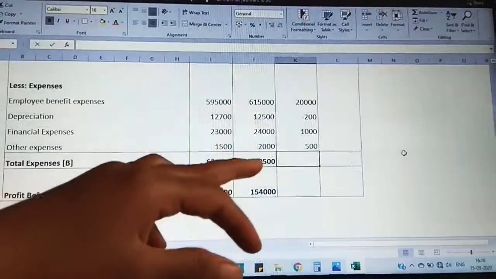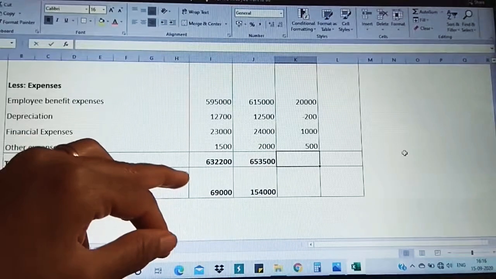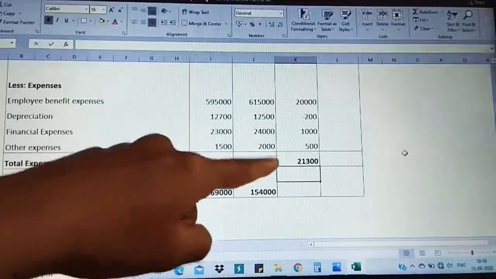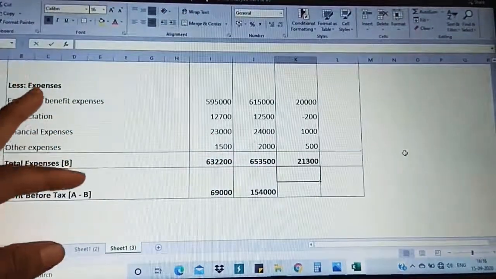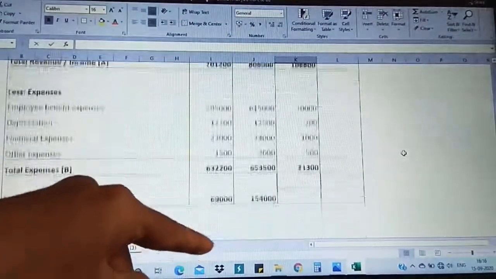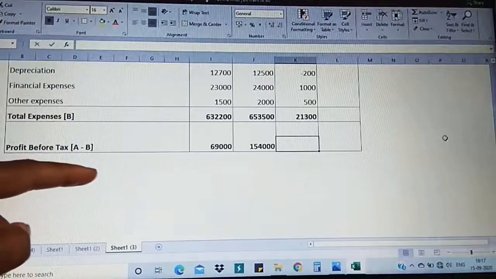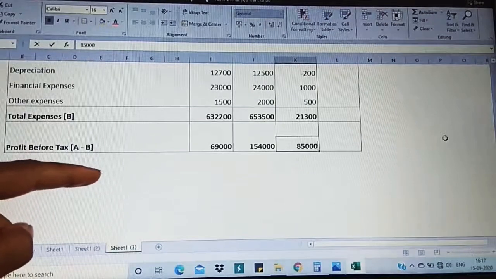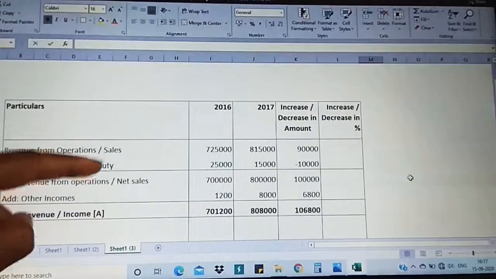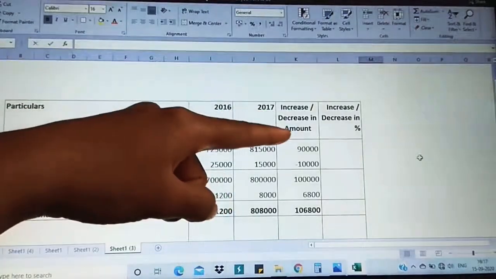Just taking the total of expenses, 6,53,500 minus 6,32,200 gives you 21,300. From this, you should minus this. Each and every step is the same. From the second year value minus the first year value, that is the previous year value. Now from 1,54,000 minus 69,000, you get 85,000. So we have completed the third column, the calculation, very important, which is to be done by us. Very simple, students. Increase or decrease in amount.